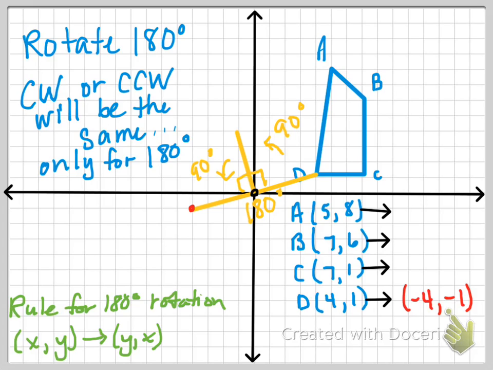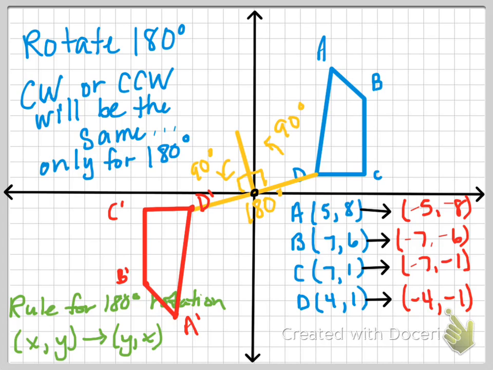Oh, I wrote that rule wrong. Be sure you do not copy that down. Sorry about that. I just noticed it. The rule should actually say xy becomes -x, -y. Make sure you do not write that one down. But these are correct. So 5, 8 becomes -5, -8. 7, 6 becomes -7, -6. And then 7, 1 becomes -7, -1. Here's your 4 points. And there's your new image.